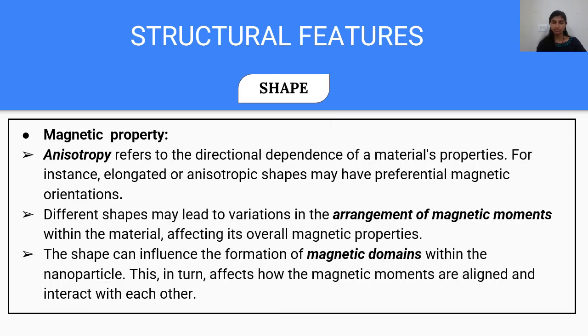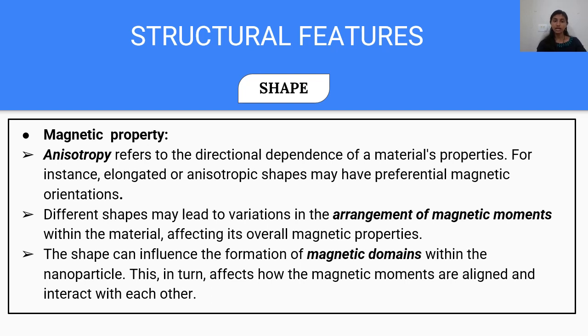Nanoparticles with different shapes can exhibit varied magnetic behavior. As we know, anisotropy refers to the directional dependence of materials' properties. For instance, elongated or anisotropic shapes may have preferential magnetic orientation. Different shapes may lead to variation in the arrangement of magnetic moments within the material, affecting its overall magnetic property.